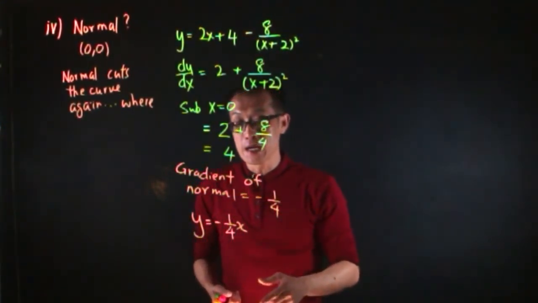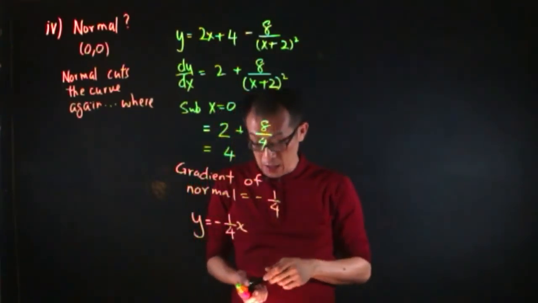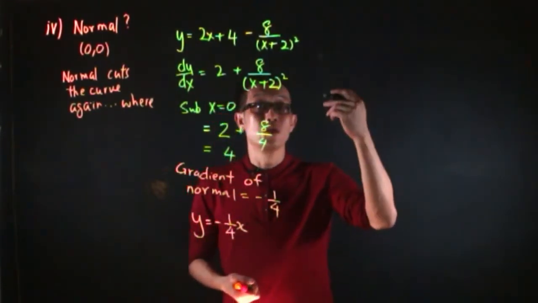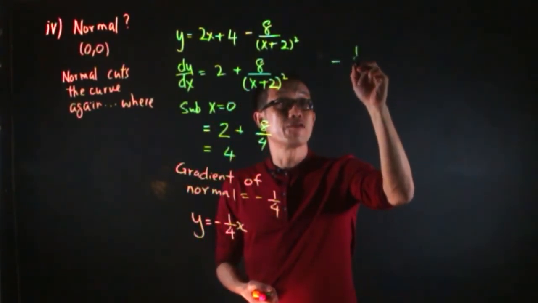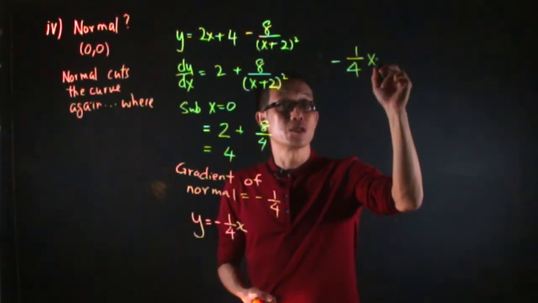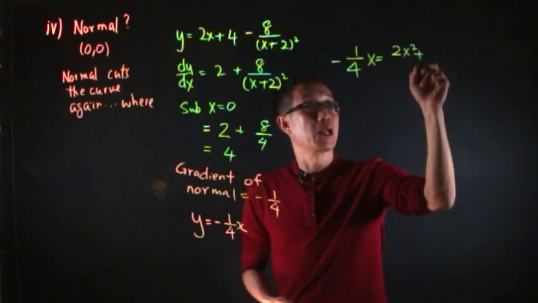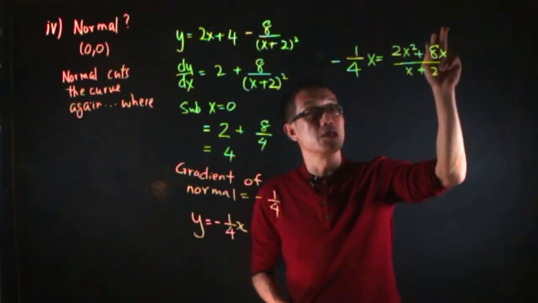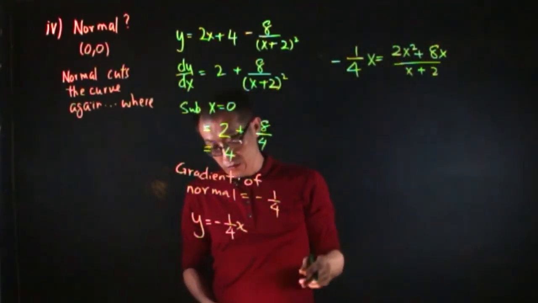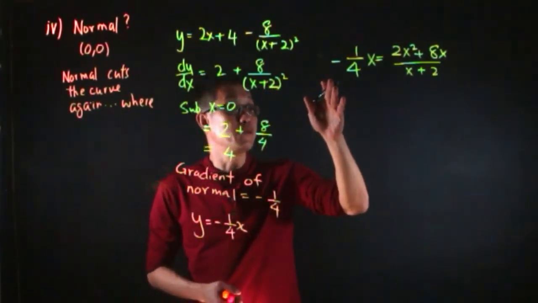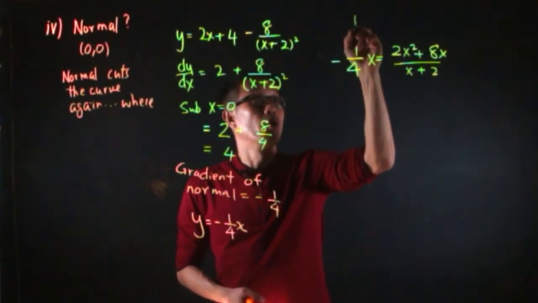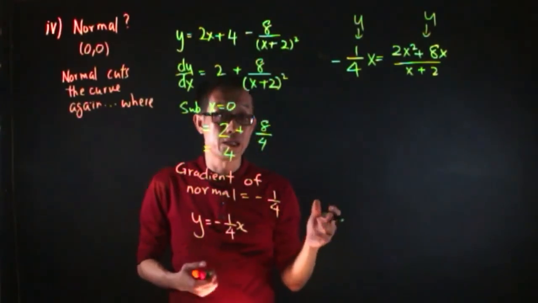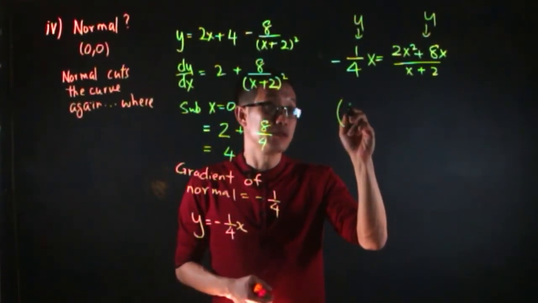Now the last part they ask, where does this normal cut the curve again? Now it's very simple to do the last part. All you need to do is, where it cuts again, if the two graphs meet, we can say minus a quarter x equals 2x squared plus 8x over x plus 2. Now this is the equation of the graph, and this is the equation of the normal. All right, you key this into the GDC. Y equals minus a quarter x, and y equals this, and you can see where it intersects. And by reading the GDC, you should get something like that.